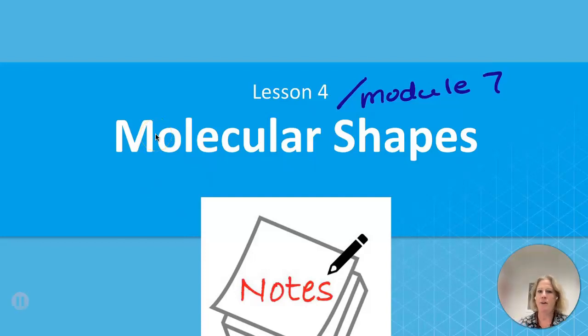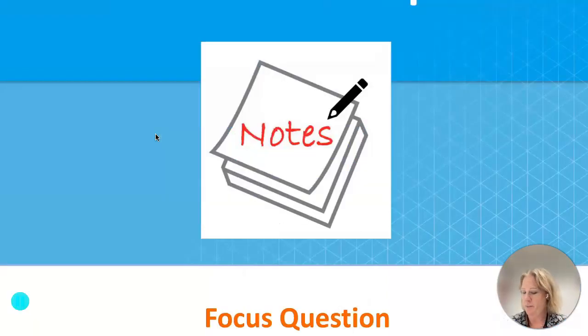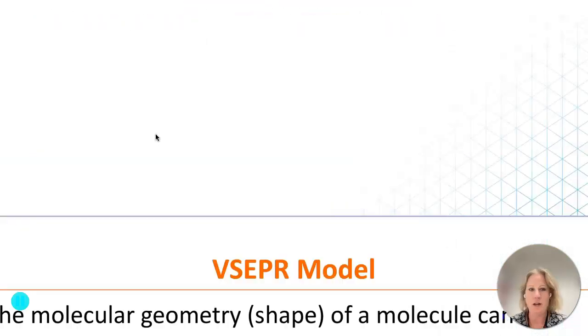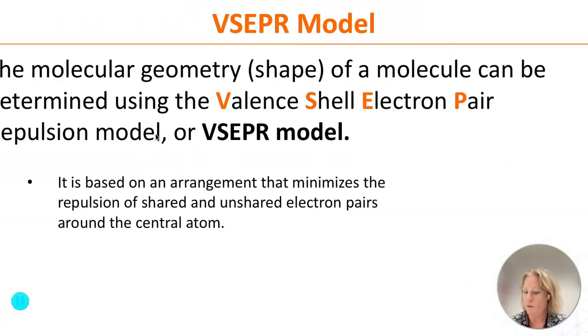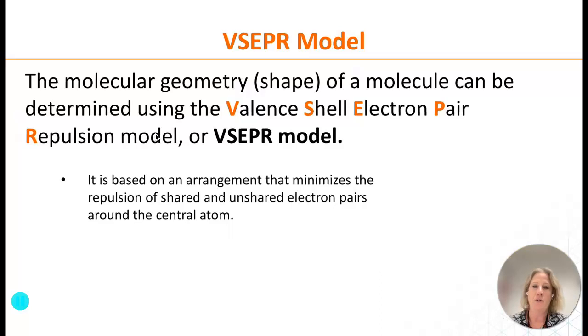Hi, this video is lesson 4, module 7. We're going to be looking at molecular shapes. So we've done the Lewis structure drawings, and now we're going to look at the actual three-dimensional shapes that molecules take, which is really important for why molecules act and behave the way they do.